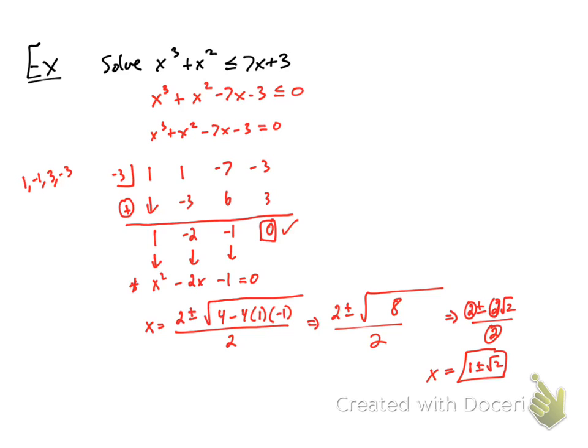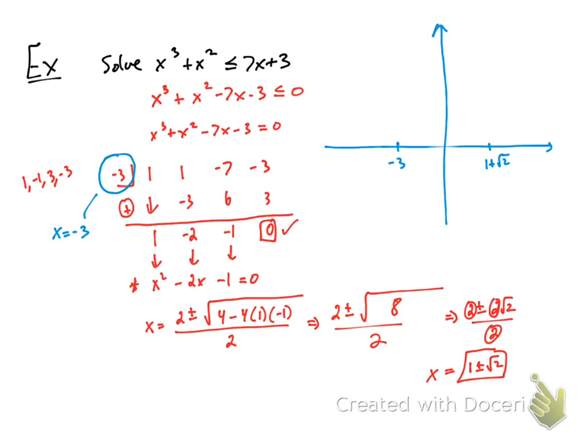And then when we go back to what we found with the synthetic division, this negative 3 is telling us that x equals negative 3 is the other 0, or the other x-intercept. So graphing this, I have an x-intercept of negative 3, and then I have one value that's 1 plus the square root of 2. Then I have one value that's 1 minus the square root of 2. And 1 minus the square root of 2 is about negative 0.4. So I'll put that in here. 1 minus the square root of 2.